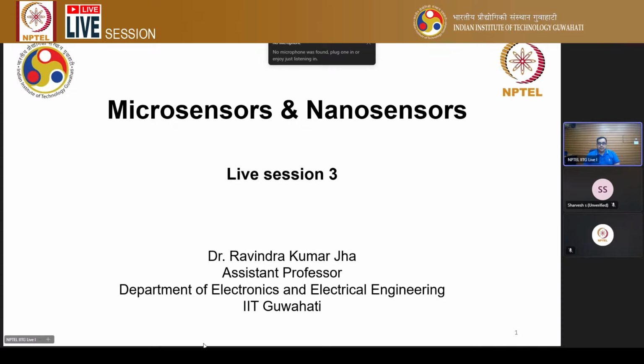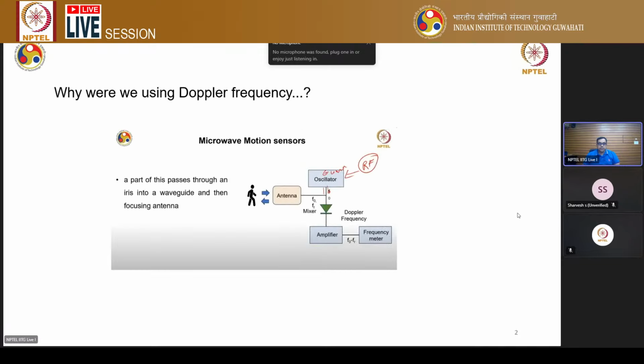Roughly, we have around four questions, and we will try to take them one by one. Let me take the first question. The question says: why were we using Doppler frequency? Basically, the student is trying to understand that although we are in the microwave motion sensor, why we are still using the Doppler effect.